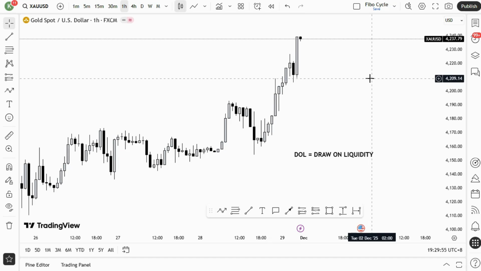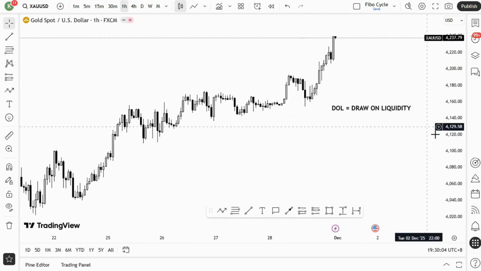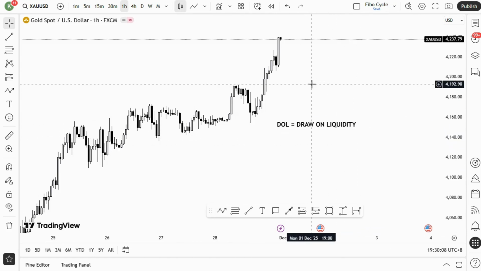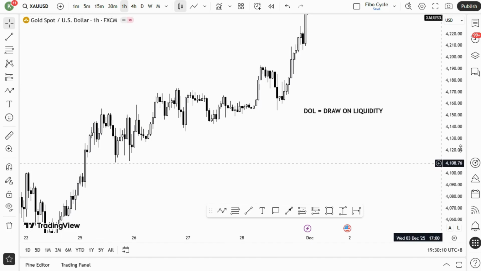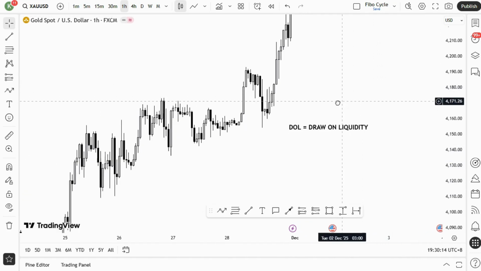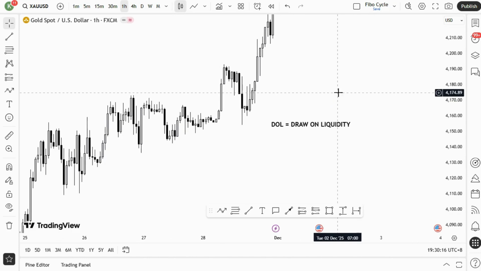So today we are going to be talking about DOL, or in the full form, draw on liquidity. Okay, so what is draw on liquidity? Draw on liquidity is our target. Whenever we are opening the charts, the first thing we should identify is where our draw on liquidity is, where our target is which we want to aim for.